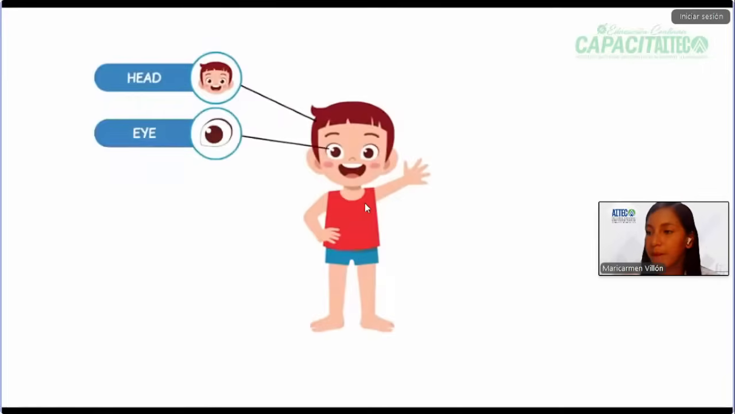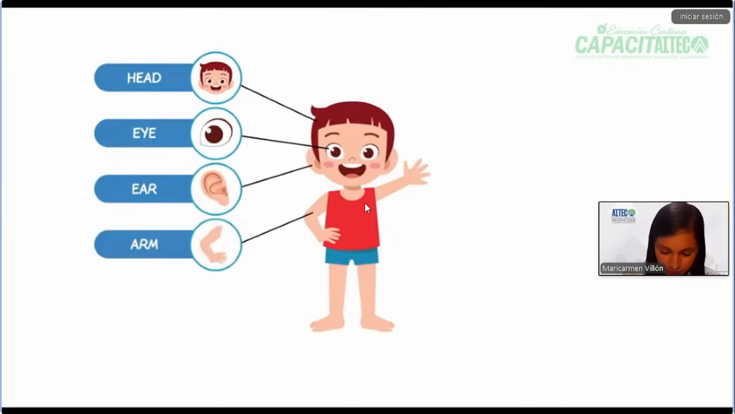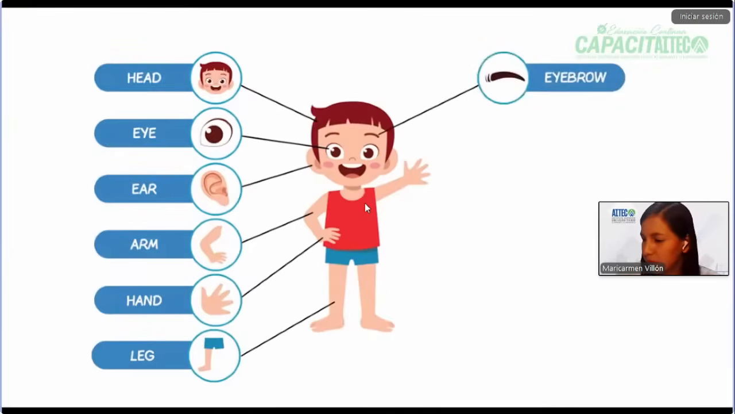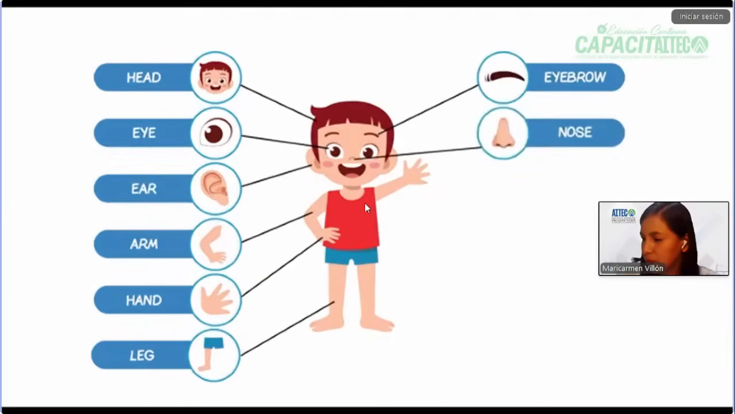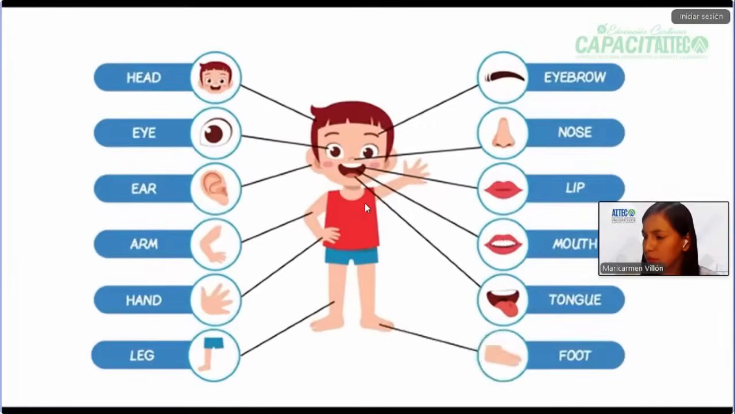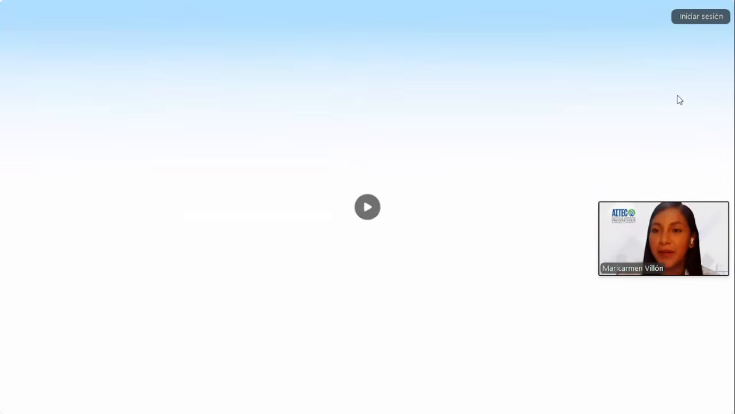Head, eye, ear, arm, hand, leg, eyebrow, nose, lip, mouth, tongue, foot. Okay, and that was vocabulary about body parts.